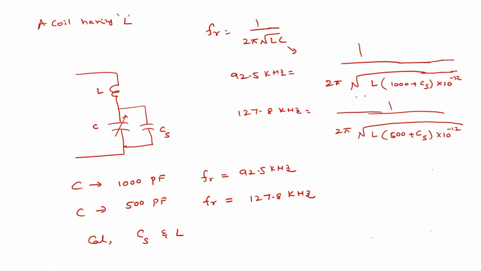So we can simply divide these two equations. If you divide these two, what you will get is 92.5 divided by 127.8. What is this value?